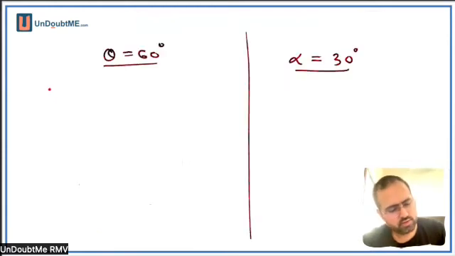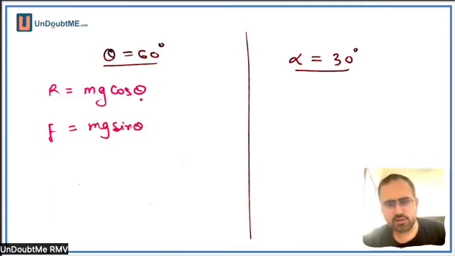So R is equal to mg cos theta and F is equal to mg sin theta. If I just put the values, you put the value of cos 60. Cos 60 is 1 by 2, so you will get mg by 2. Are you getting 1 by 2 as the value of cos? So the value of R is mg by 2.